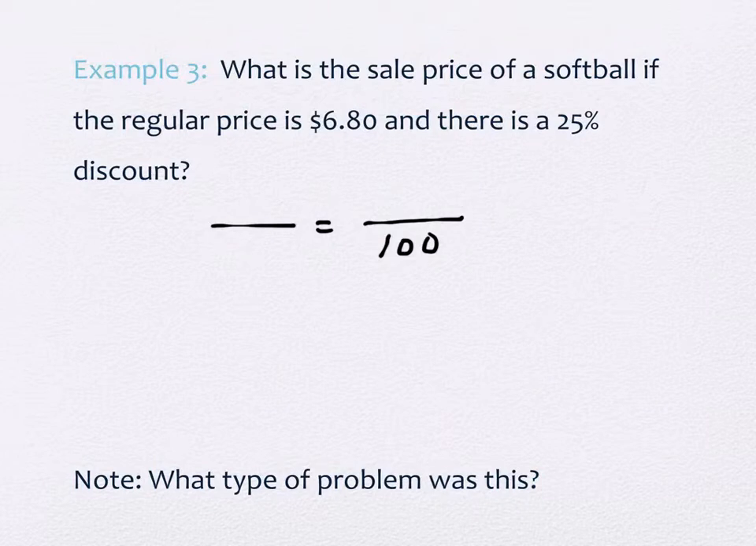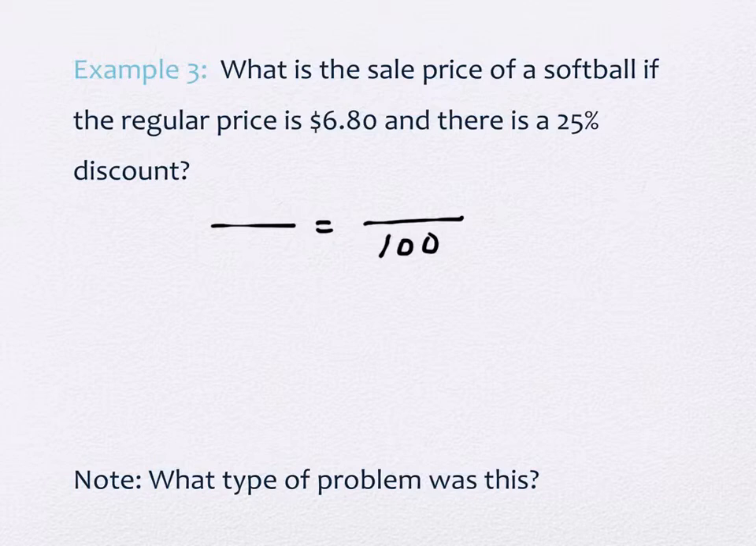So let's take a look at this one so you can see what I mean. It wants to know the sale price of a softball if the regular price is $6.80 and there's a 25% discount. Now there's two ways to interpret that. One is to use the 25%. So let's use that, and then I'll show you the caveat of doing so at the end.